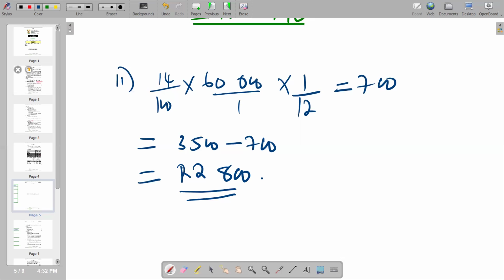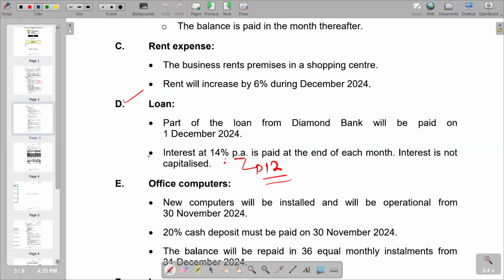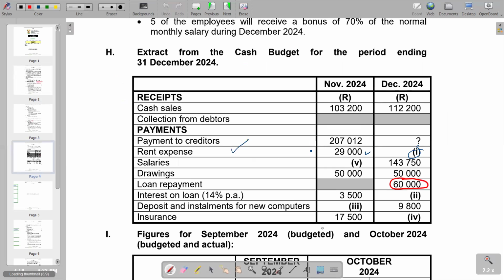We'll move on to the next part, which is now deposit to be paid on 30 November 2024 for the new computers installed. So we check where we got information for that, which is now on E. So come on E. E is saying new computers will be installed and will be operational from 30 November 2024. 20% cash deposit must be paid on 30 November 2024. The balance will be repaid in 36 equal monthly installments from 31 December 2024.